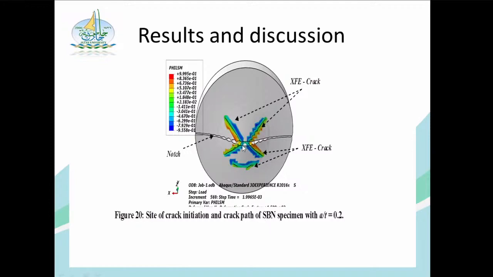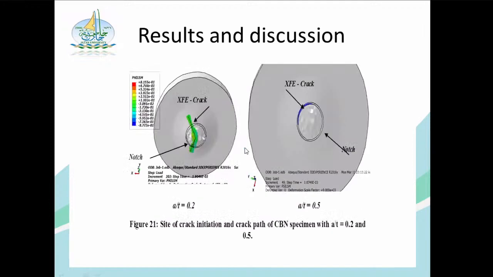This is the notch, and when we apply the load, the crack starts to go from all over the bottom of the sample. Before the end, this is the site of crack initiation for the CPN, which is the circular bottom notch, with different ratios between the crack path and the thickness of the sample, and we can tell how it looks between the notch and how we get the crack, especially here in this one.